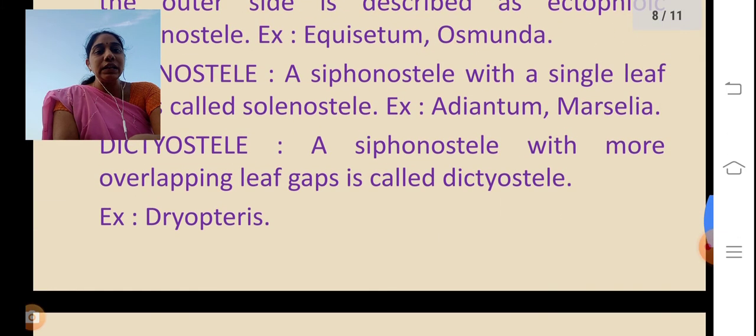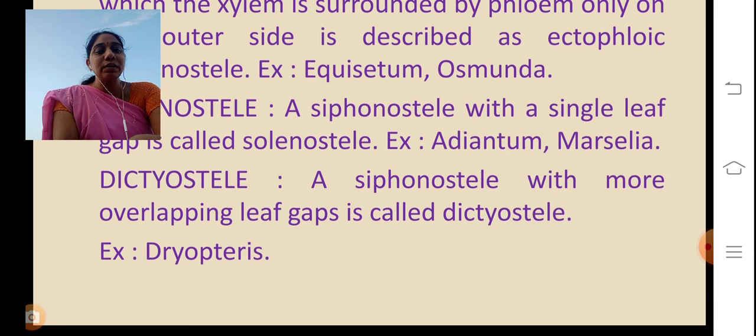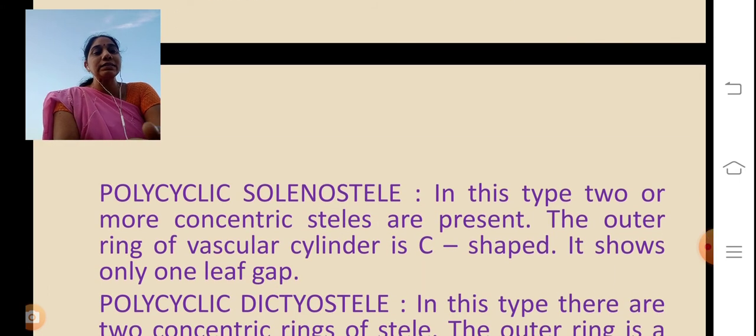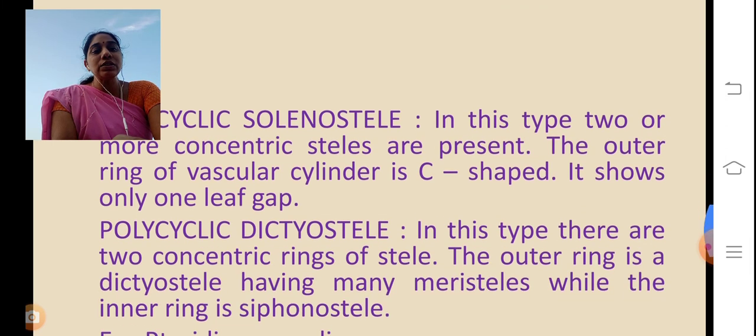In dictyostele, more overlapping leaf gaps are present. So, the siphonostele is broken into pieces because of these leaf gaps. Okay, so next type is polycyclic siphonostele. In this type, two or more concentric steles are present. The outer ring of vascular cylinder is C-shaped. It shows only one leaf gap. Why is it C-shaped? Because of the presence of the leaf gap. This is polycyclic solenostele.